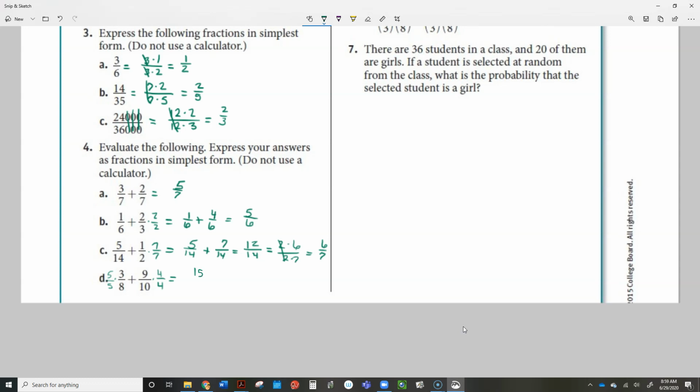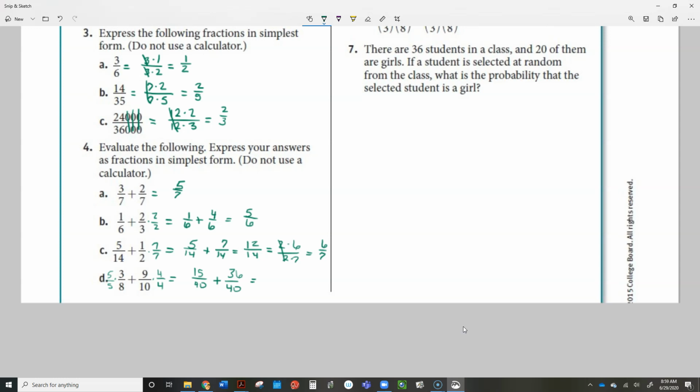So this becomes 15/40 plus 36/40, and the only damage that's done if you don't pick the least common multiple is that these numbers are a little bit bigger and you'll have to reduce in the end. But you often have to reduce in the end anyway after adding, so it's not a huge problem.